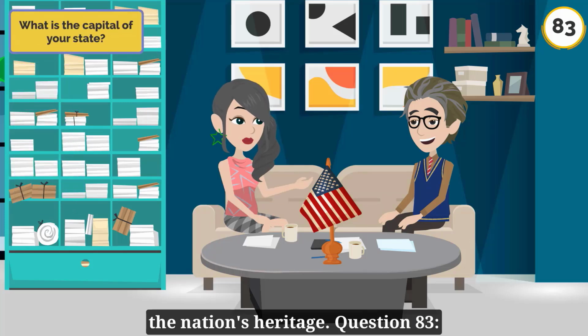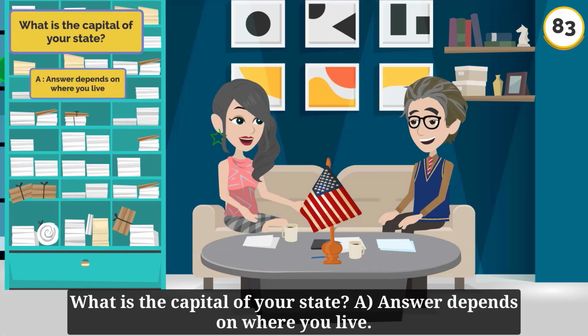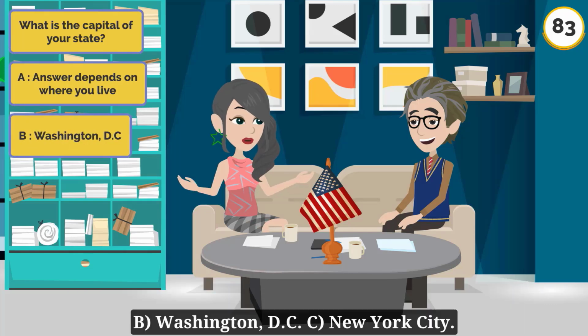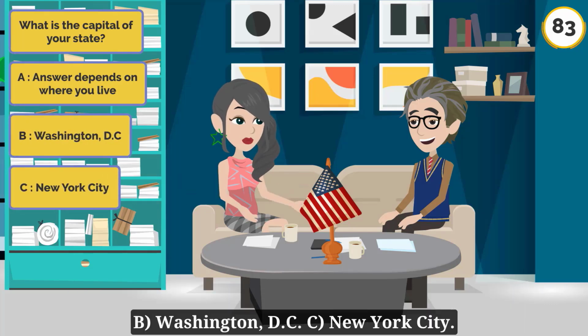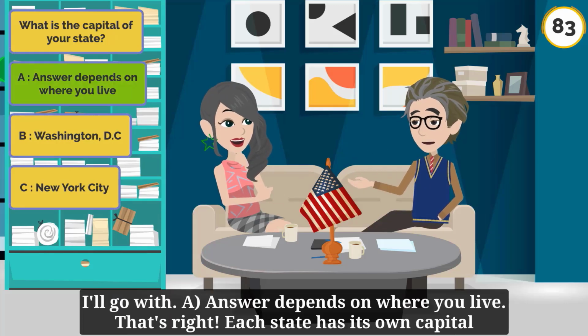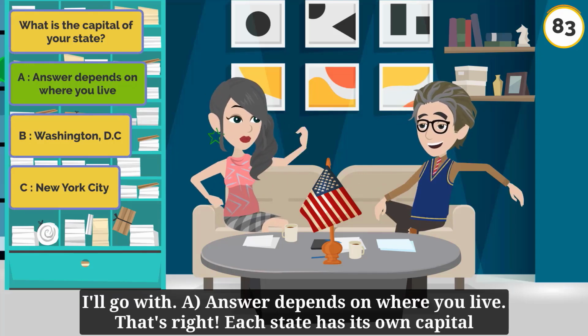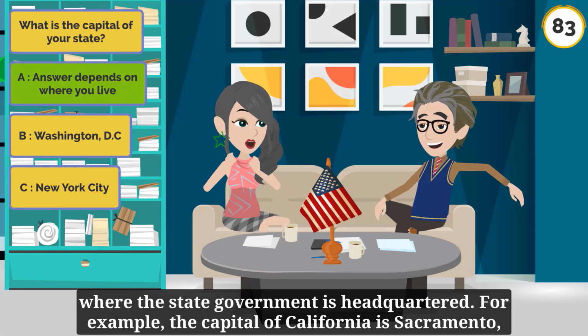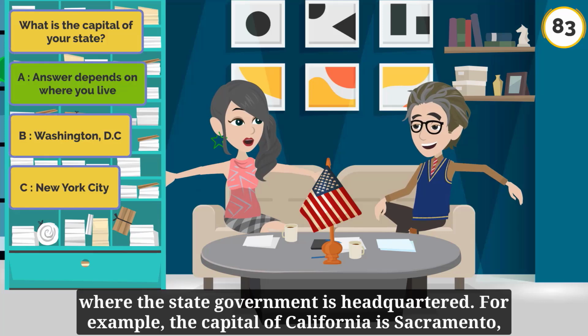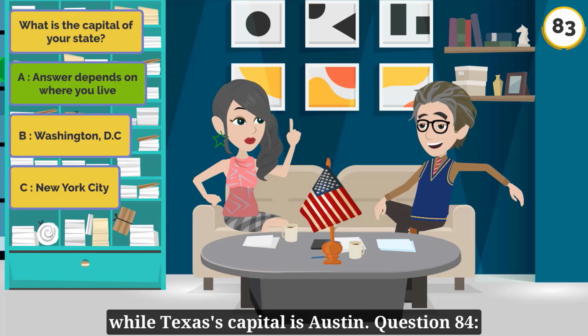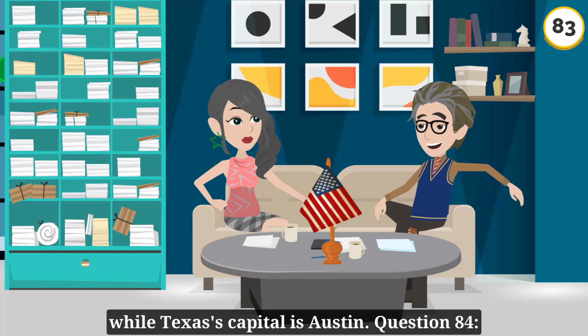Question 83. What is the capital of your state? A. Answer depends on where you live. B. Washington, D.C. C. New York City. I'll go with A. Answer depends on where you live. That's right. Each state has its own capital where the state government is headquartered. For example, the capital of California is Sacramento, while Texas's capital is Austin.